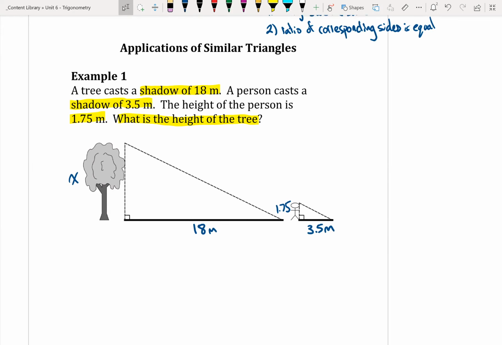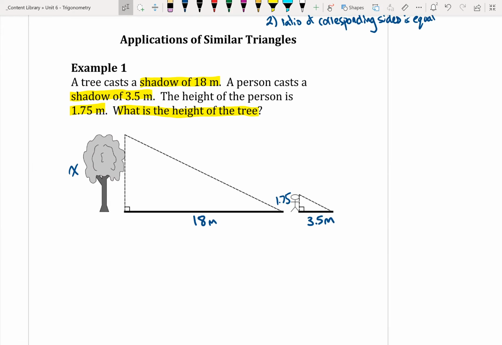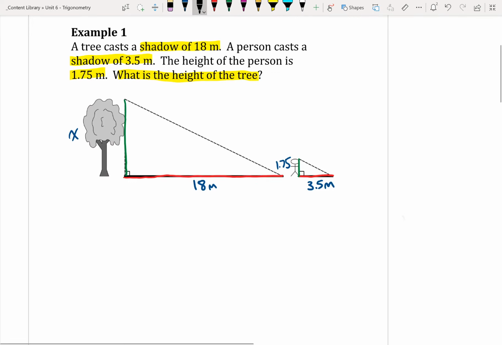So we need to set up a ratio of these two triangles. So basically we need to set up a division problem of these two triangles. So I'm going to highlight in red the similar sides, or at least one pair. So this is one pair of matching sides. It's both the bottom, it's the shadow of both images. So they're a corresponding pair. And then the heights of the two objects in green, those are corresponding or matching sides as well. So we're going to set up a division problem with these two sides.